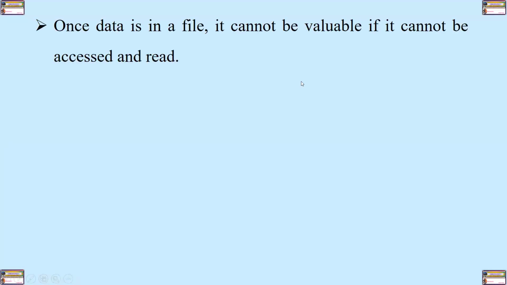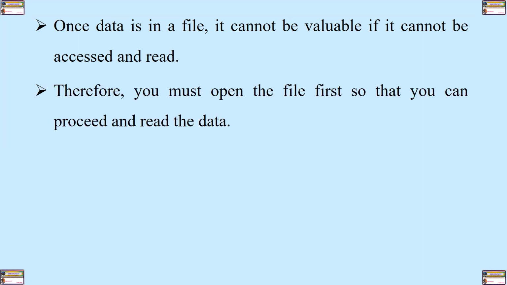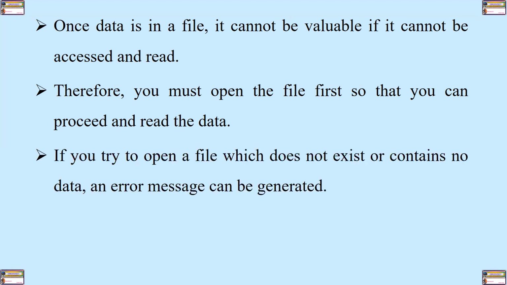So once data is in a file, of course, it cannot be valuable if it cannot be accessed and read. Therefore, you must open the file first so that you can proceed and read the data. If you try to open a file which does not exist or contains no data, an error message can be generated. My dear students and the rest of the learners, as you have noticed, we have opened our file called performance manually, just for the purpose of confirming whether our file has been created and also whether our records have been added.